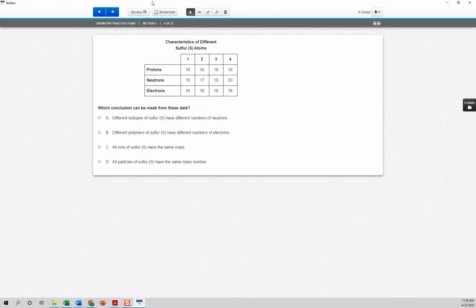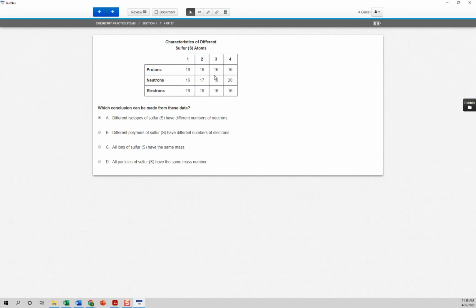All right, so this gives us protons, neutrons, and electrons data for sulfur atoms. Now remember, the one thing atoms of the same element have to have in common is the same number of protons. So notice all these atoms have 16 protons, that's the atomic number. And if they're neutral, they would have the same number of electrons, so they all have 16 electrons. So what's different about isotopes is their number of neutrons. So boom, we know our answer there would be A. Different isotopes of sulfur have different numbers of neutrons. That's what the data is showing us.